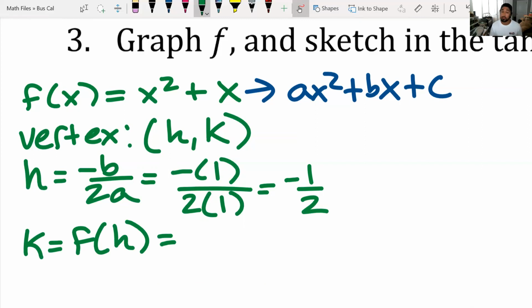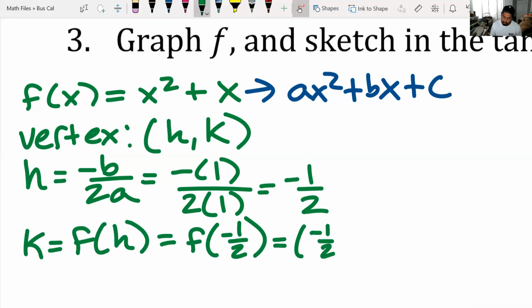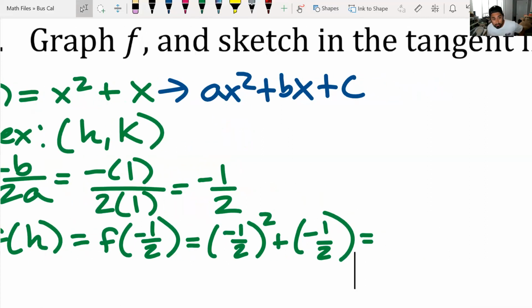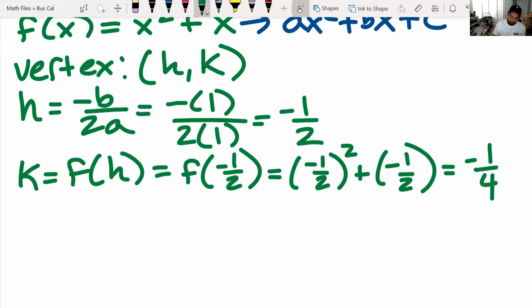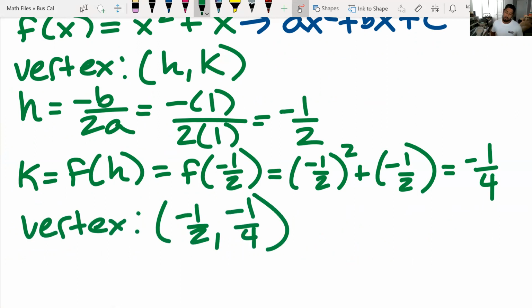You guys did this on the review already. It was on the review, how to find a vertex, right? So you'd have f of negative 1/2 and plug it in. You get negative 1/2 squared plus negative 1/2. Let's save some time. Handy dandy calculator. Negative 0.5 squared plus negative 0.5. And I get negative 1/4. Which means that our vertex is at negative 1/2, negative 1/4. Okay, perfect. So there's the vertex.